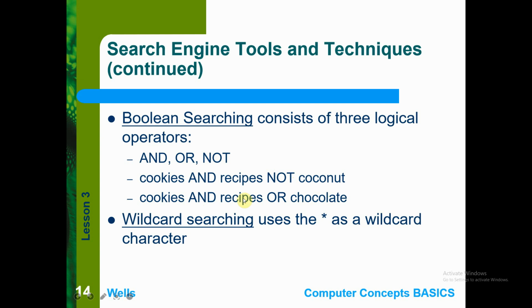It is the same with OR. If we say OR, it means either of the two keywords. The cookies keyword is fixed, and OR is chosen between either recipes or chocolate, so it will display either of them in our search results.